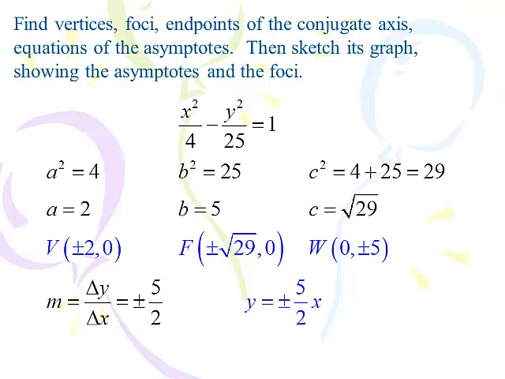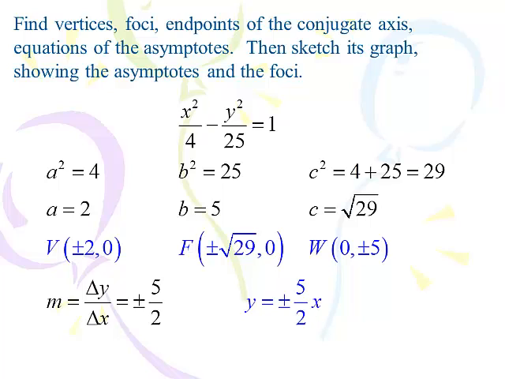c squared is 4 plus 25, so that's 29, so c is square root of 29, and that is beyond the vertices, so I'm going to go plus or minus square root of 29, 0. Now to find the slope of my asymptotes, I go under the y, I see a 5, I go under the x, I see a 2. I don't care about a over b's or b over a's.